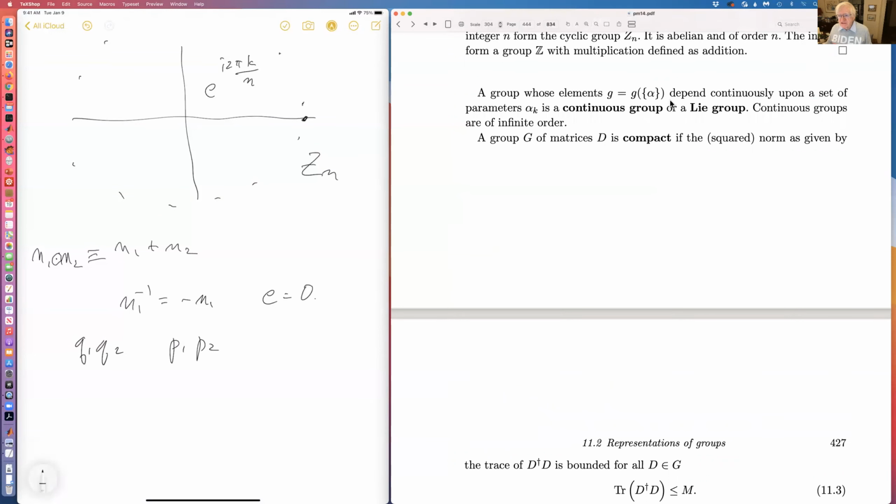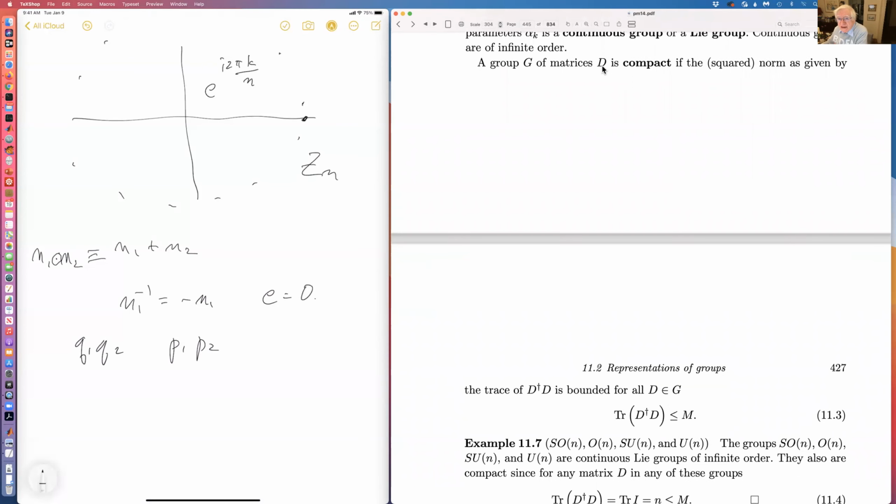A group whose elements depend continuously upon a set of parameters is called a continuous group, and it's also called a Lie group in honor of Sophus Lie, who first talked about such groups. Continuous groups are of infinite order because obviously if you have continuous variables, then you immediately have infinitely many points.